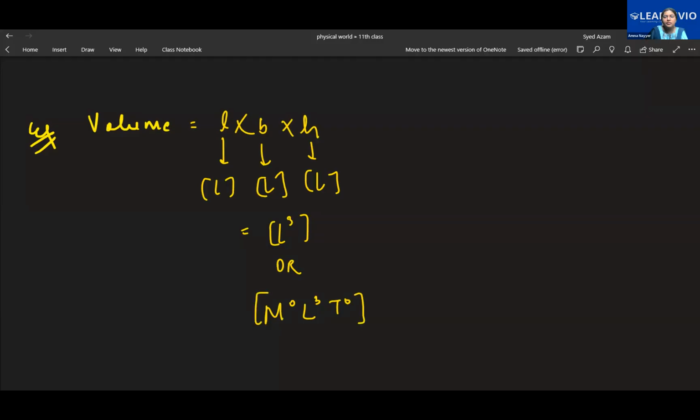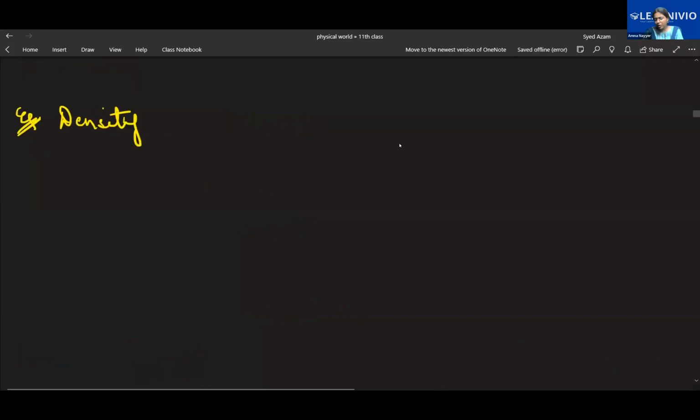Now, one more question. Let's discuss and write, then you can copy this down. Formula of density. Do you remember from your 9th, 10th? Density in science.